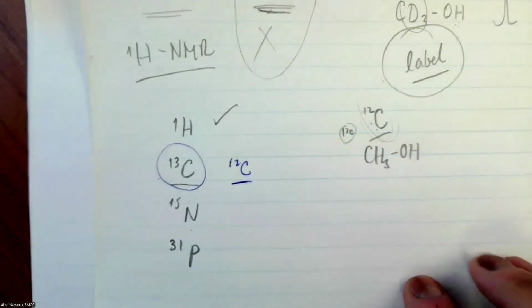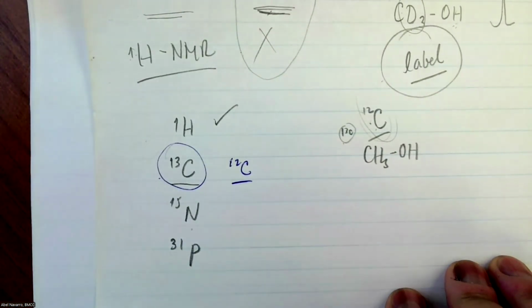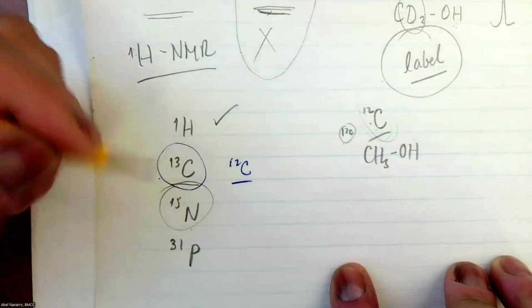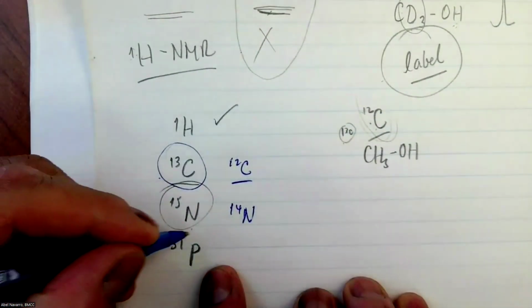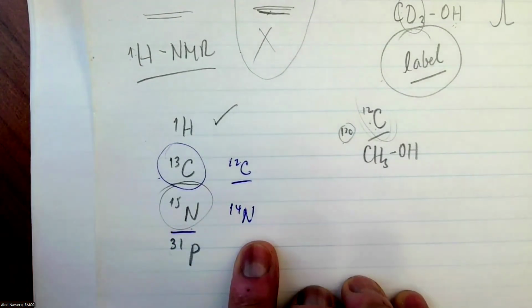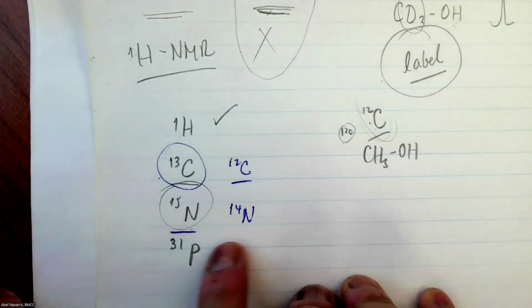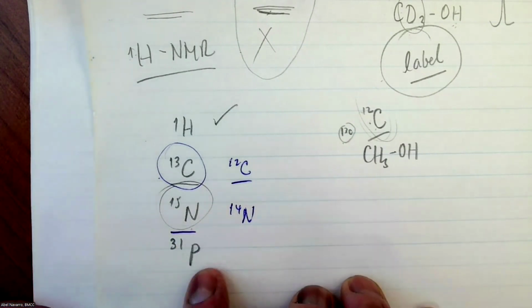There are different ways to enrich or replace the isotope. Maybe when you synthesize, you use a label with carbon 13. Same thing with nitrogen. The most abundant isotope of nitrogen is nitrogen 14, so nitrogen 15 is not the most abundant. So what should you do? You have to enrich your protein with nitrogen 15.